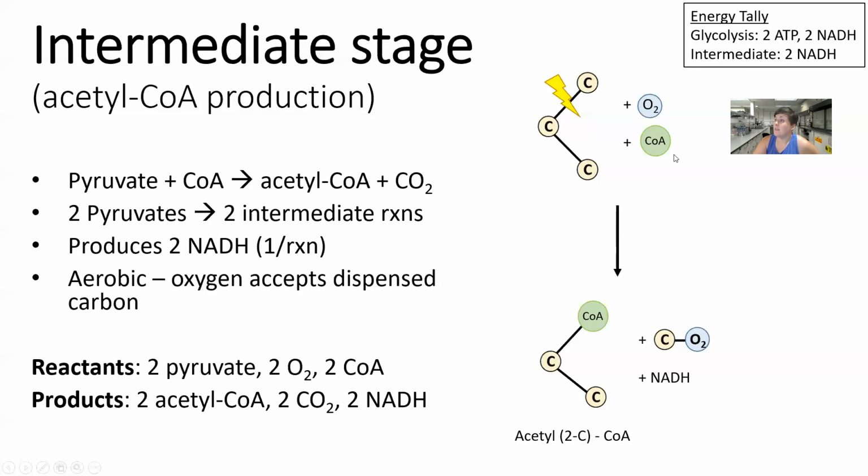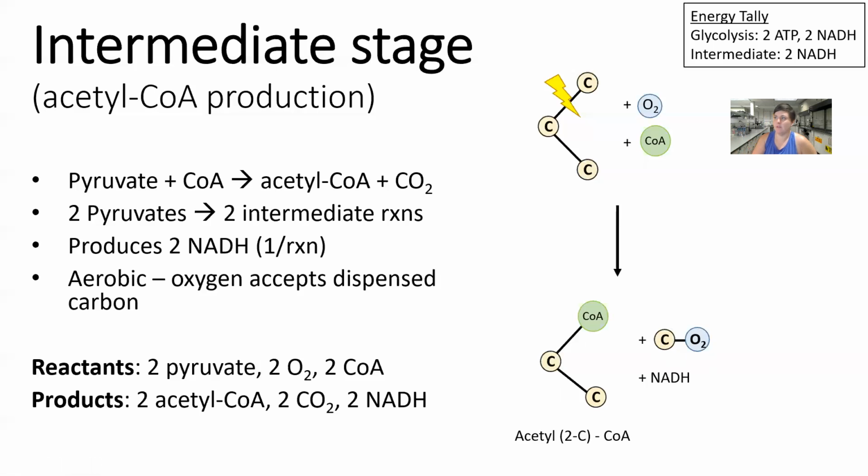So again, this step is aerobic. It does require oxygen. It requires oxygen because we're breaking off carbon. We get the production of carbon dioxide as a byproduct. So what goes into the intermediate stage is 2 pyruvate, 2 oxygen, 1 for each pyruvate, and 2 coenzymes. And what comes out of this is 2 acetyl-CoAs, 2 carbon dioxides, and 2 NADH, right?